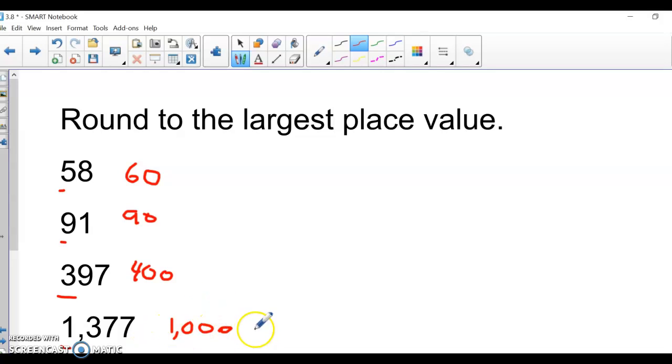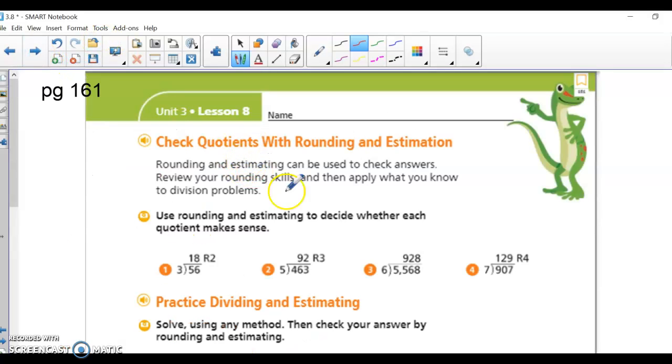If you can do that today, and you can continue practicing your division skill, today is going to be an easy day for you. Okay, so we're on page 161 in your workbook. And on page 161, we are going to practice dividing and estimating. So we're going to divide first, and then you're going to take your quotient, your answer, remember, and you're going to round it, and then you're going to use the inverse operation. So let me show you what we mean.